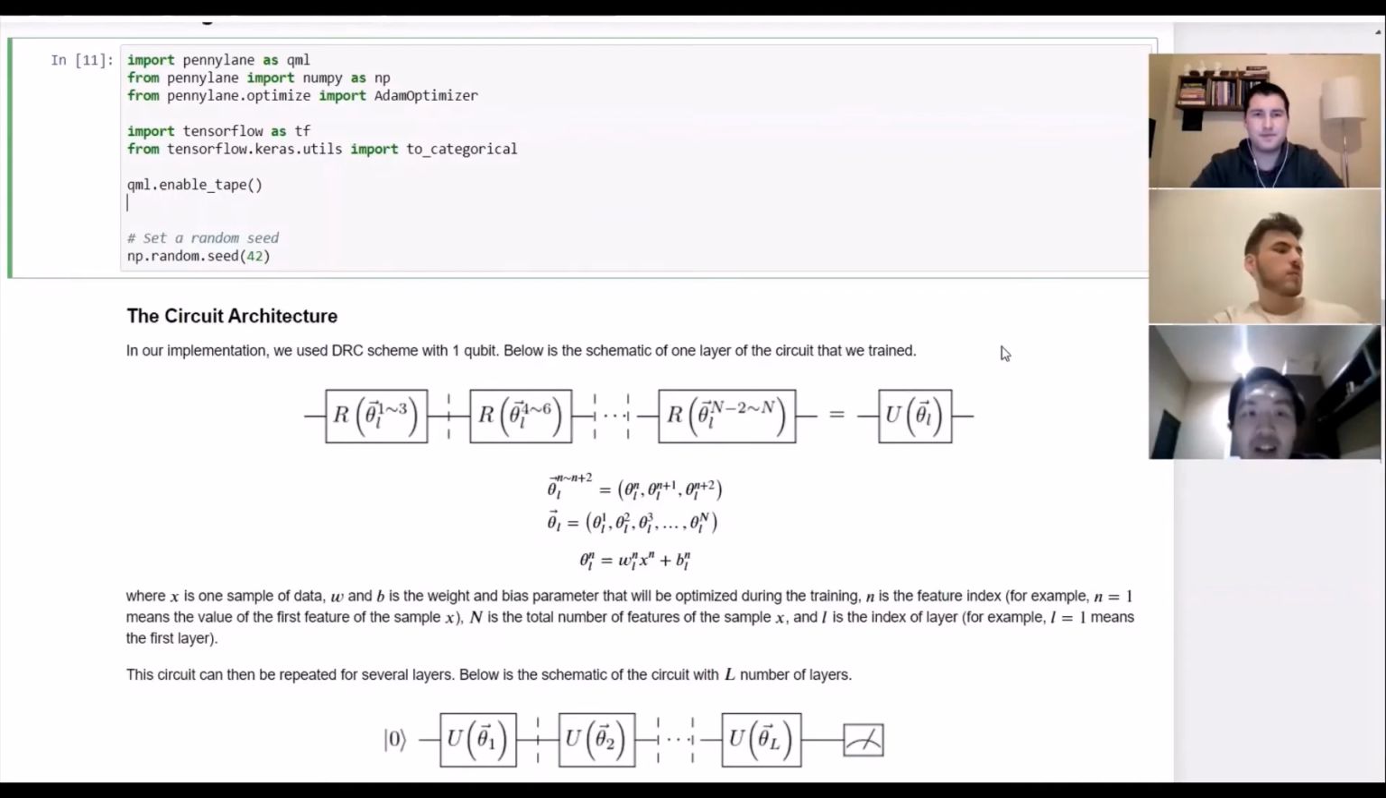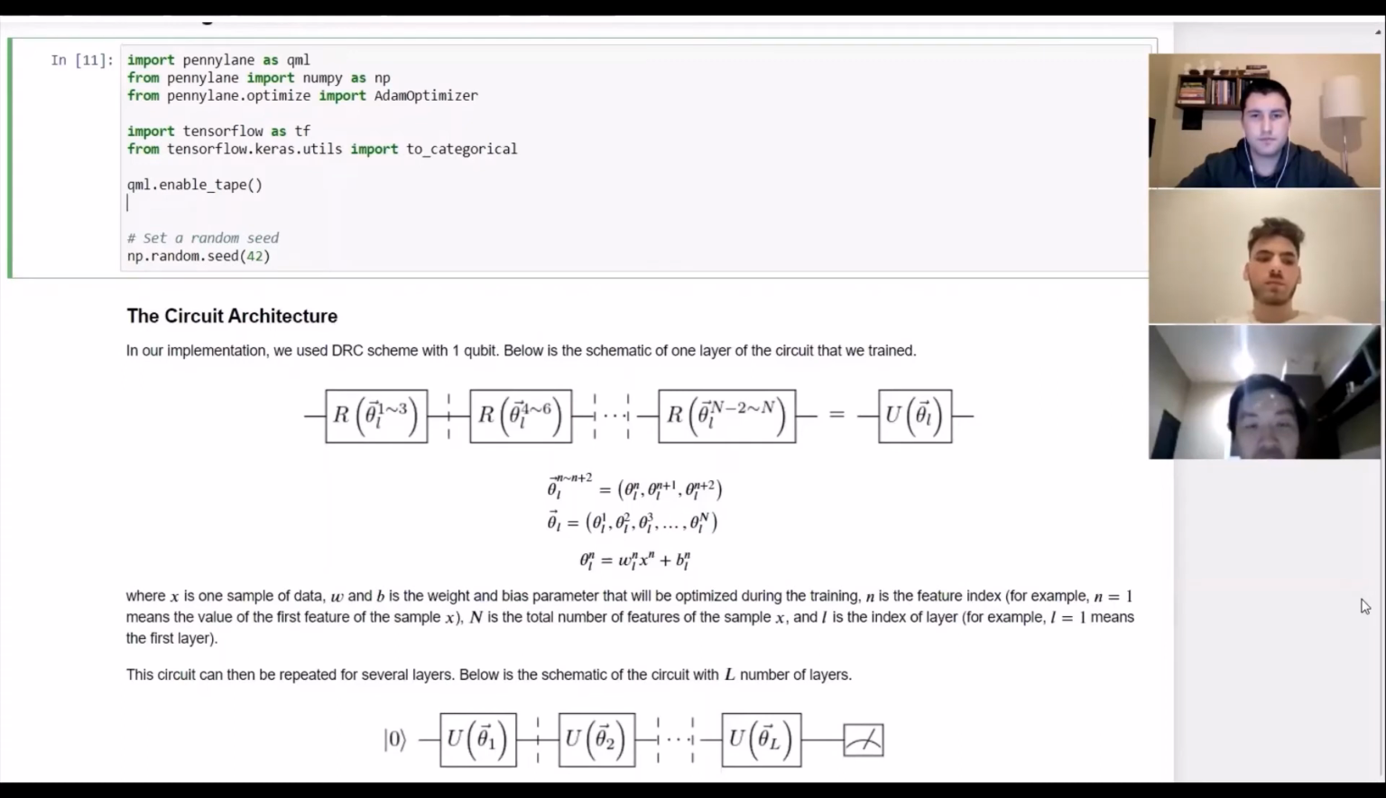Next, this is the circuit schematic that we use for the DRC scheme. So we use the rotation gates, which receive up to 3 parameters. And because we use 6 features, for every sample we need 2 sets of gates, because every gate will receive 3 features. And this is the equation on how we embed the data into the parameters theta, and then embed the theta into the gate.